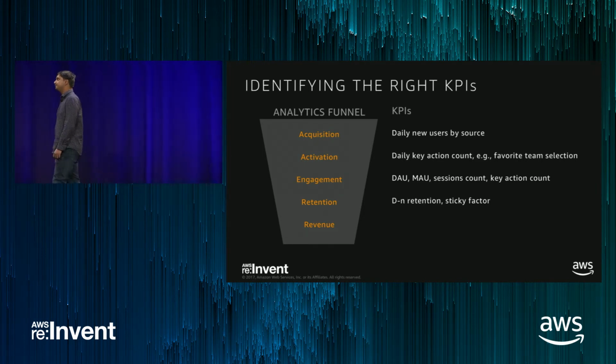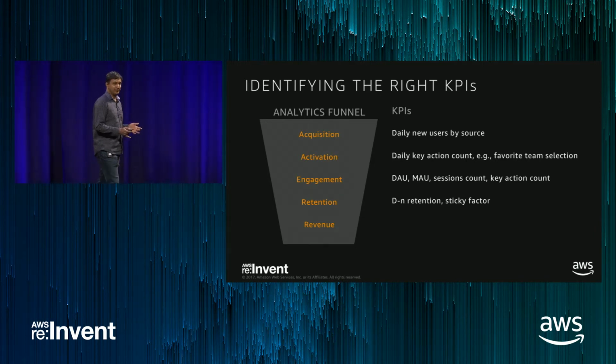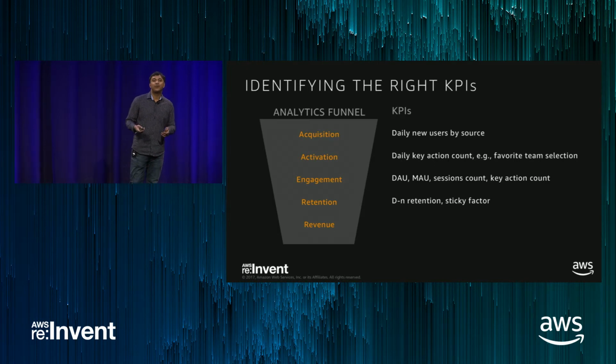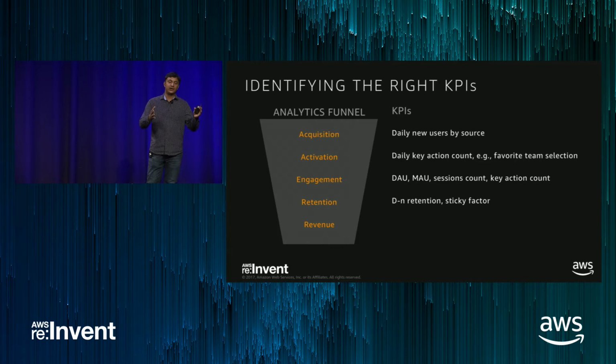Retention is interesting. There's a lot of debate and argument about what the right KPIs are for retention. Two of the more popular ones that we have seen are DN retention and sticky factor. Let me talk about that real quick. So DN retention is basically you looking at a cohort of users that have installed the app on a particular day and tracking that cohort over time to see how many of them are coming back to use your application.